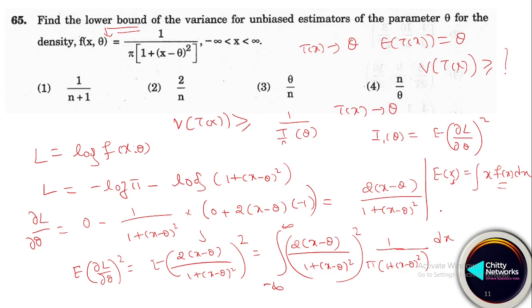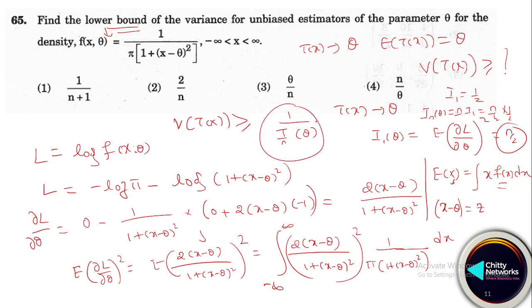For simplification we shall put x minus theta equals, let us say, z. If you put x minus theta equals z and simplify, what we get is I1 of theta equals 1 by 2, and In of theta equals n into I1, that is n into 1 by 2, that is n by 2. So we have 1 upon In of theta, 1 upon n by 2, which equals 2 divided by n. The answer to this question is 2 by n.